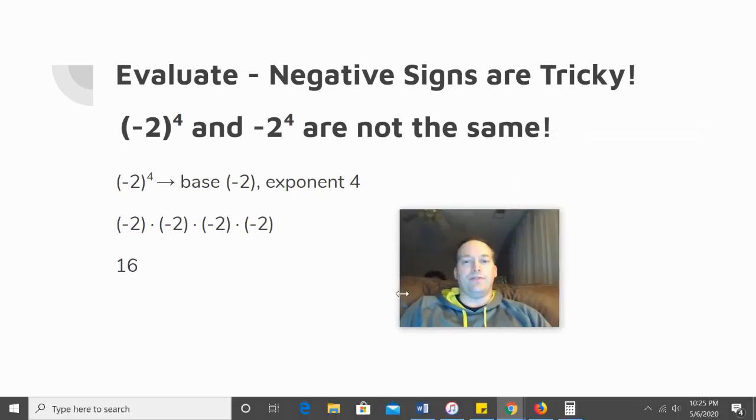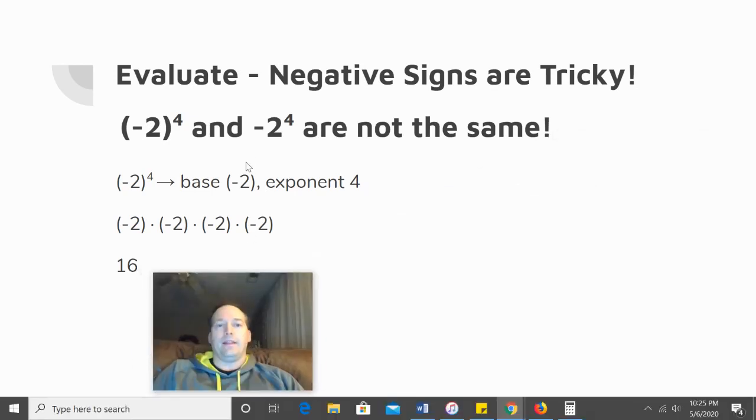Now that is very different than -2 to the 4th. Here, the exponent of 4 is touching the 2. The base here is 2. It is not -2. If the base was -2, we would put it in parentheses. So that's one of those little things.